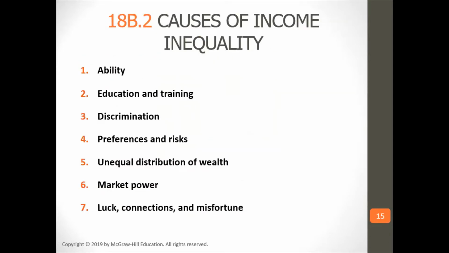Yeah, the main causes here are ability, education and training, discrimination, preferences and risks, unequal distribution of wealth, market power, luck, connections, and misfortune. What do you think, based on your views, Caesar? What do you think is the best way to get out of the rut we're in, in terms of the mass inequality and getting people to buy homes? What do you think is the solution to our crisis here?